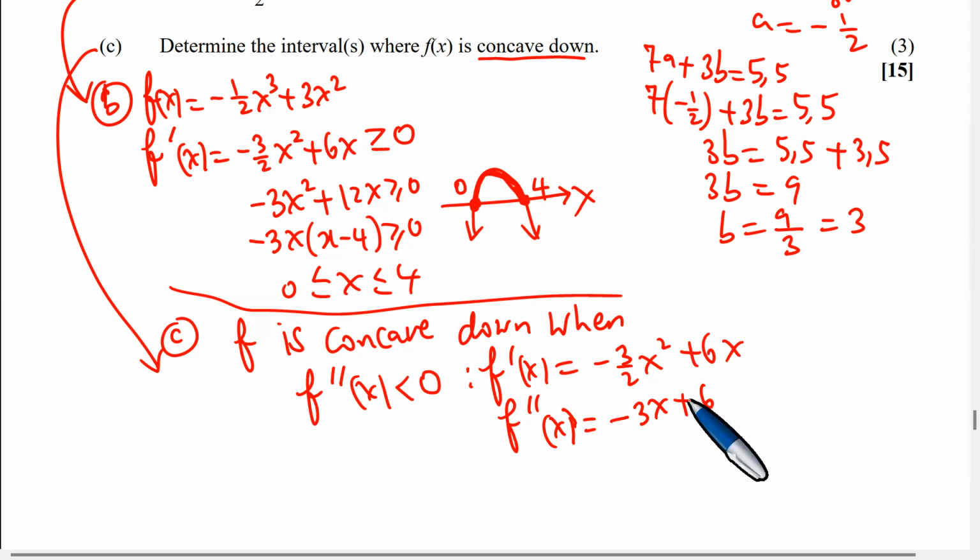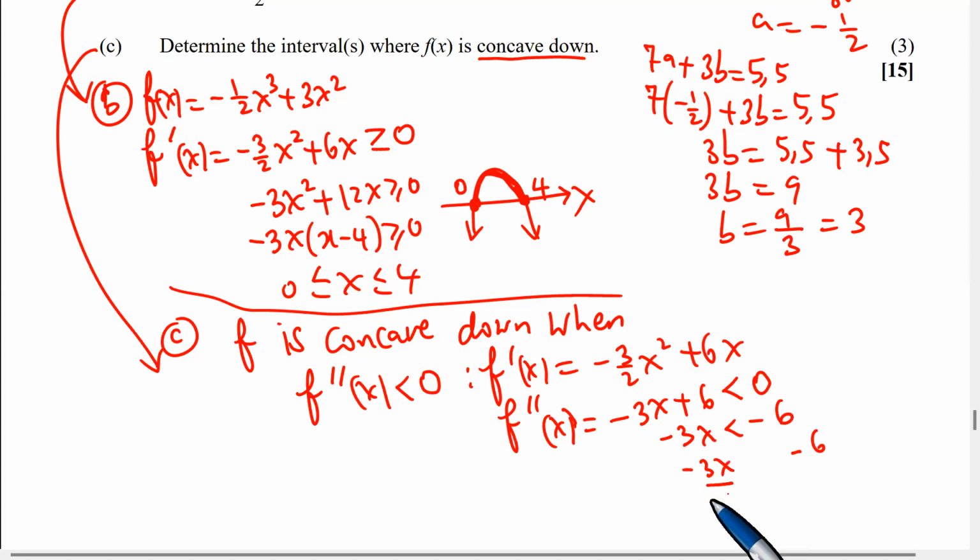Now we have exactly this, and we say that this must be negative for concavity downwards, or the concave down nature of the cubic function. So now at this point, we can transpose the terms. It means we have minus 3x is less than minus 6.